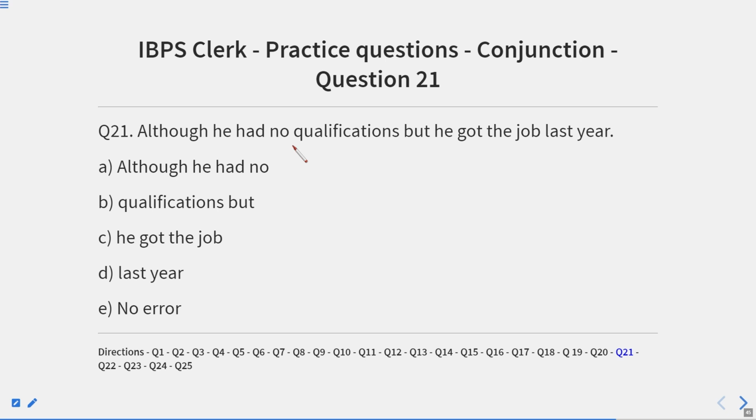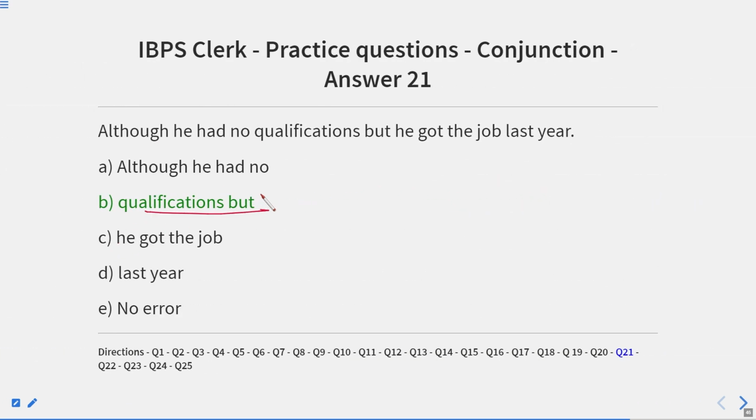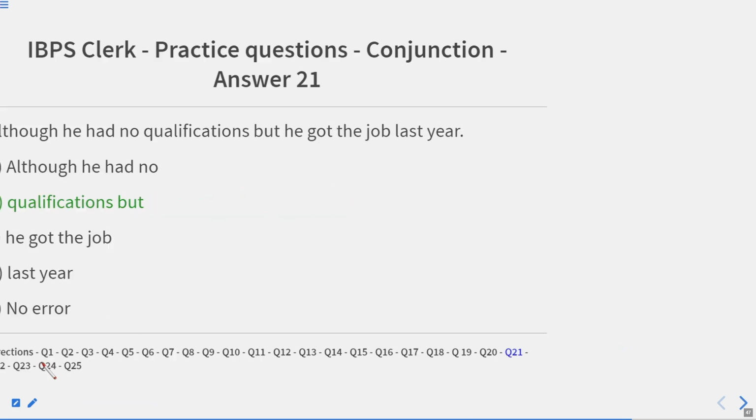That is question number 21. Although he had no qualifications, but he got the job last year. Whenever we have either of these two words, although or though, they should be paired with the word yet, not but. So this but is incorrect. It should be replaced with the word yet. So the correct sentence will be, although he had no qualifications, yet he got the job last year. Therefore the error is in part B, where this but should be replaced with yet. Now let us move to the next one.